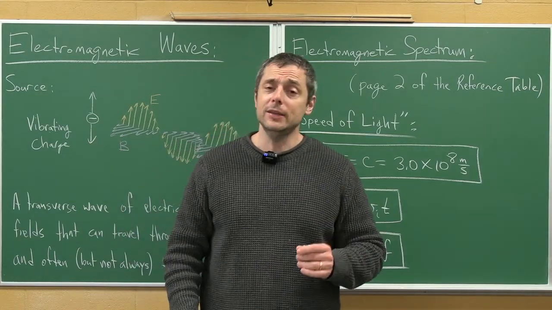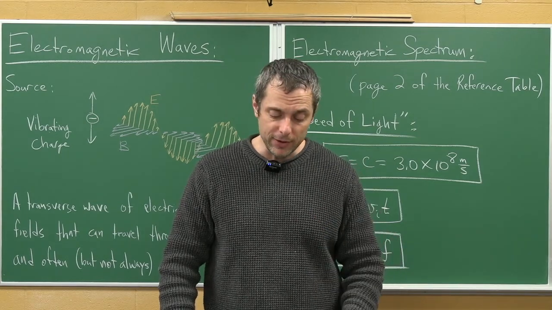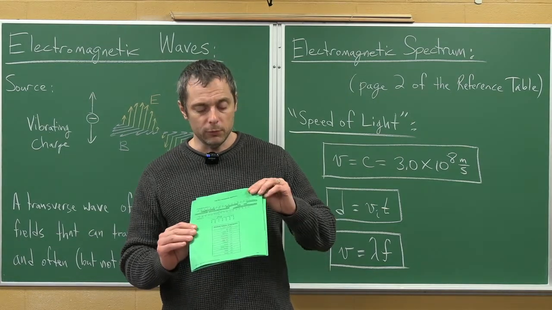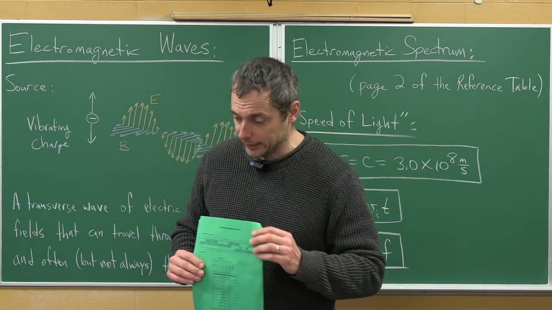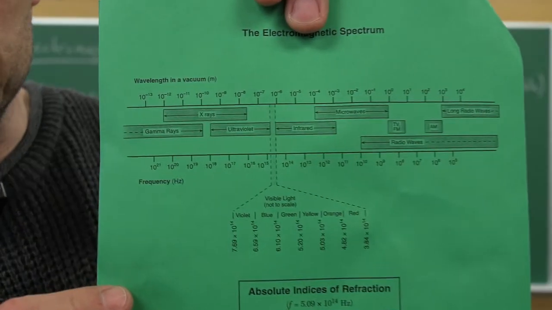So where am I getting these numbers? Well, off the radio dial, but how did I know that was AM and FM besides just what the radio says? Well, there's something in our reference table, the electromagnetic spectrum, a big thing on page 2 of the reference table. And so, I'll just show you this briefly.